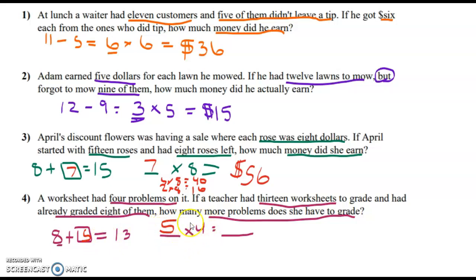Each worksheet has 4 problems, so that's multiplication. 5 times 4 is 20. She has 20 problems left to do.